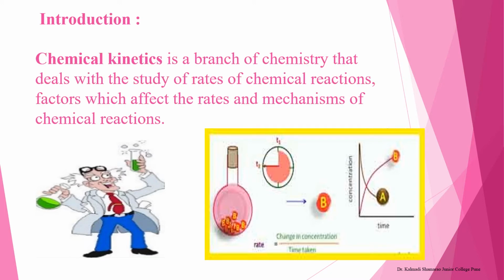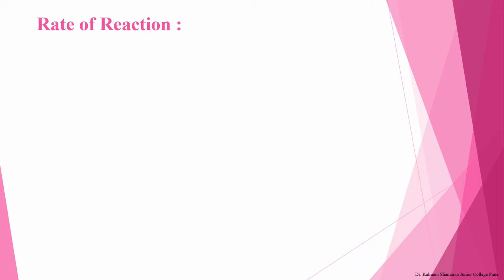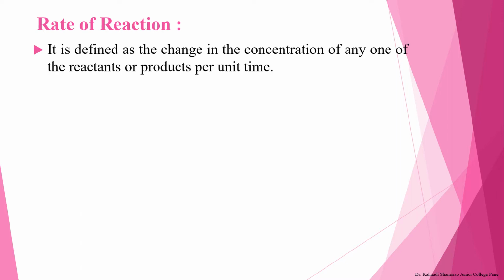Chemical kinetics is a branch of chemistry that deals with the study of rates of chemical reactions, factors which affect the rates and mechanism of chemical reactions. Let us first study about rate of reaction. It is defined as the change in concentration of any one of the reactant or products per unit time.